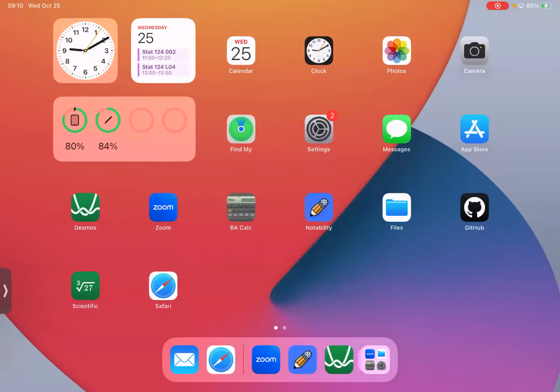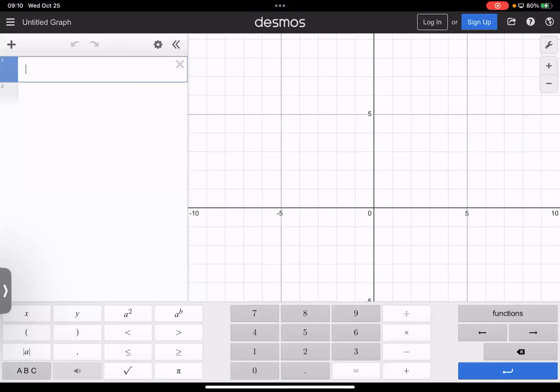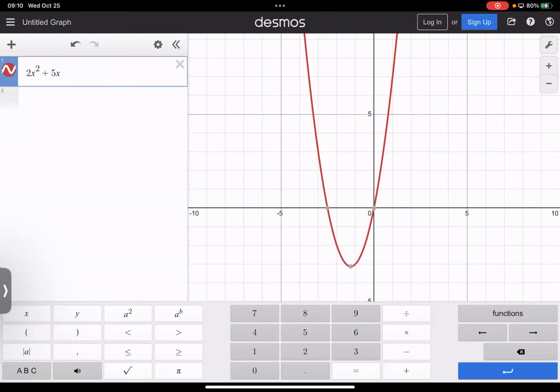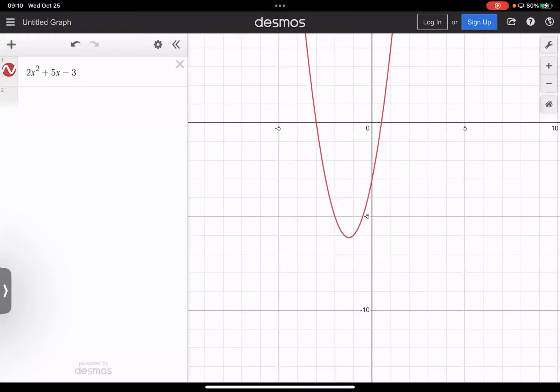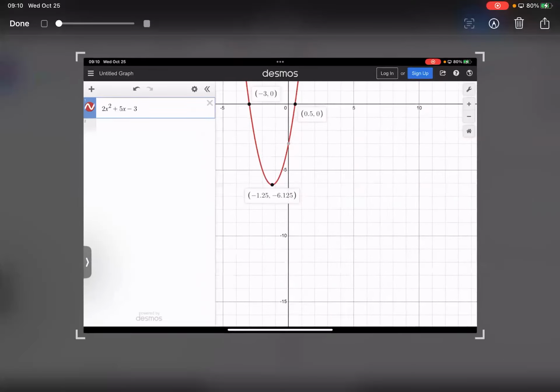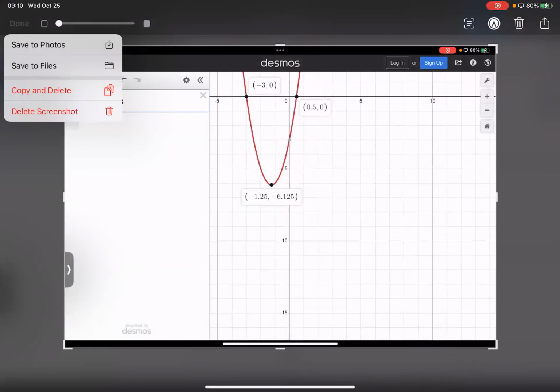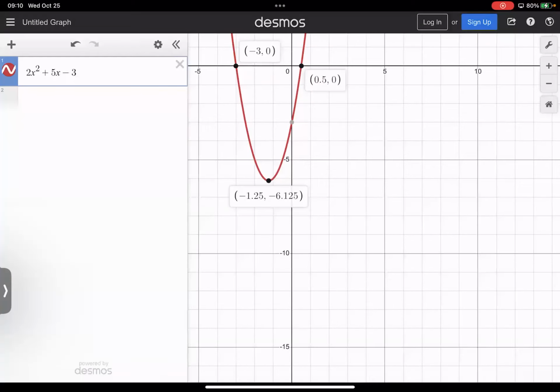We can also use Desmos. I think I've got it here. 2x squared plus 5x minus 3. I've got my, pop them up here. Oh, not yet. Delete. I wanted that one too.